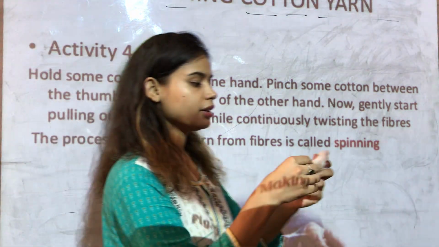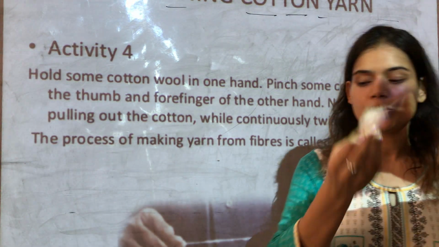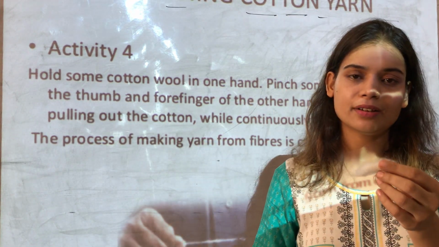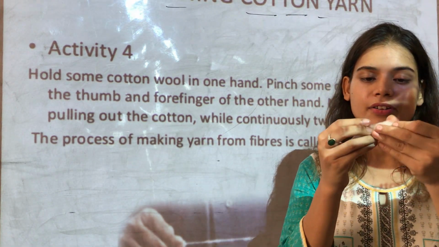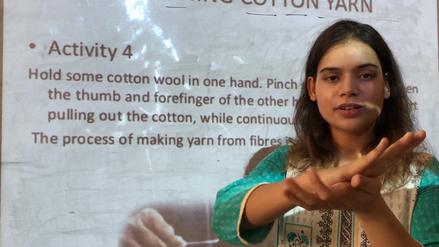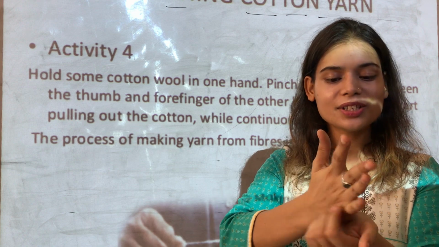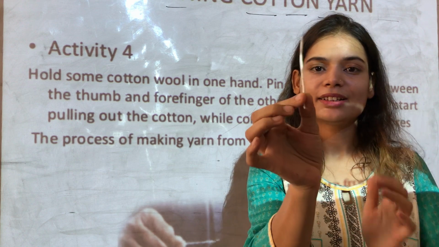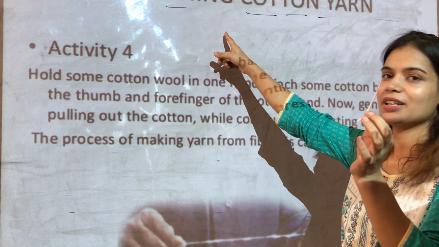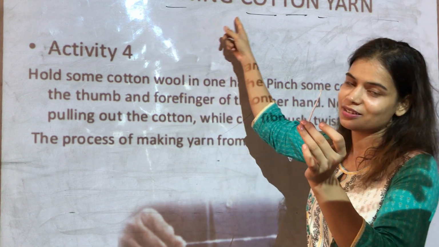Take a cotton piece in your hand and try to roll it. You do it when you make a wick for a diya. Take it and try to roll it like this. Can you convert it into a small thread like this? Yes. So this is similar to spinning.